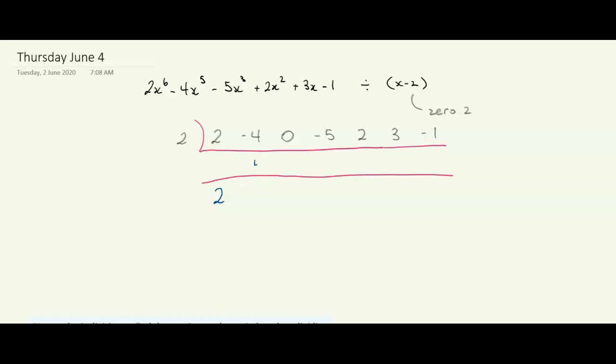Multiply first, 2 2's are 4, add, 0. Multiply, add, multiply, add. Multiply, add, multiply, add. I just went and did the add before I multiplied. Negative 27.